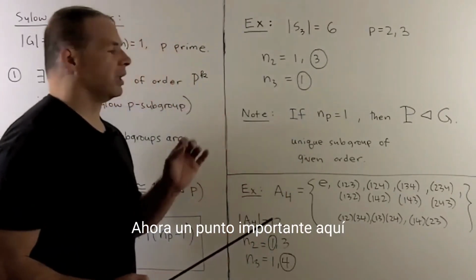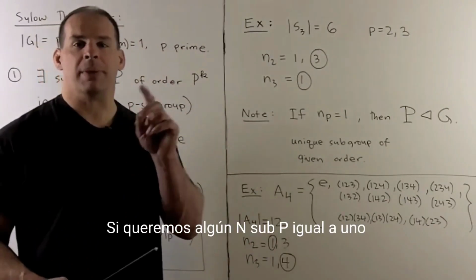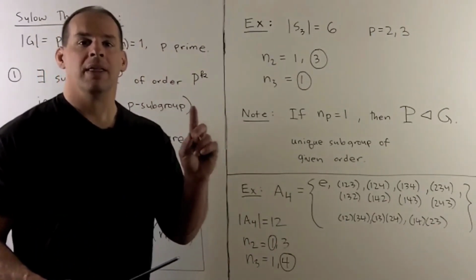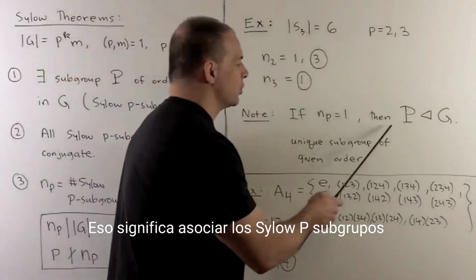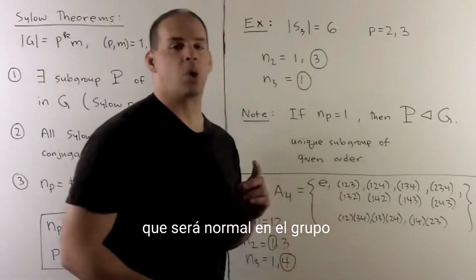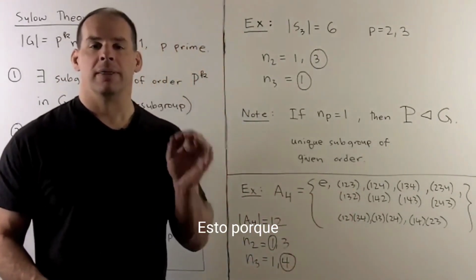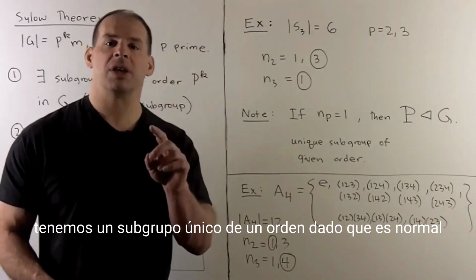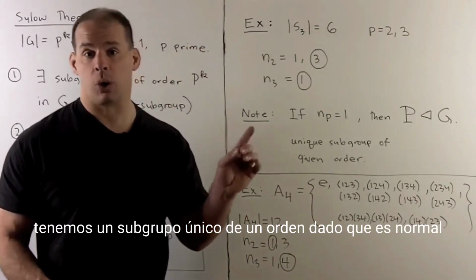Now, an important point here: if we have some n sub p equal to 1, that means the associated Sylow p subgroup is going to be normal in the group. This follows because we have a unique subgroup of a given order, so it's normal.